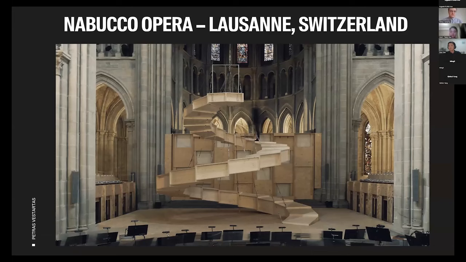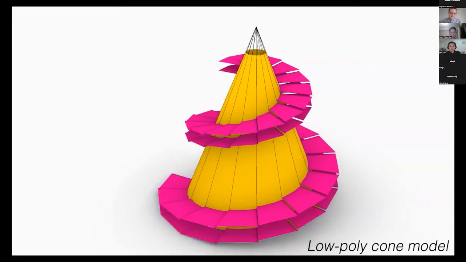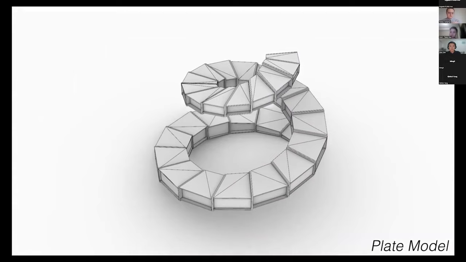Now I go to the first project, which I worked on besides my thesis. It was the Nabucco opera scene. It was essentially a spiral stair that was one of the two parts of the project. The first part was the stairs, essentially the stage, and the second part were benches, for people to watch an opera. And we built it from timber panels, so they are quite thin. It's like 27 millimeter plywood panels.